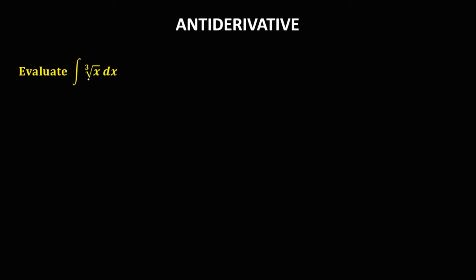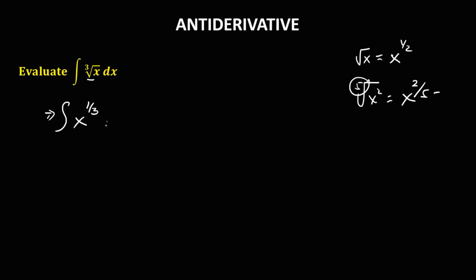Then for this given, so first we need to rewrite this radical in exponential form. So if we have square root of x in exponential form, this one is x to the power 1 half. If fifth root of x squared, so this is x to the power 2 over 5. So this root is the denominator. So therefore, for this given, we have the integral of x to the power 1 over 3, then the dx. Then using the formula, so plus 1 for the exponent, so we have x to the power 1 over 3 plus 1 over 1 over 3 plus 1, then plus c.